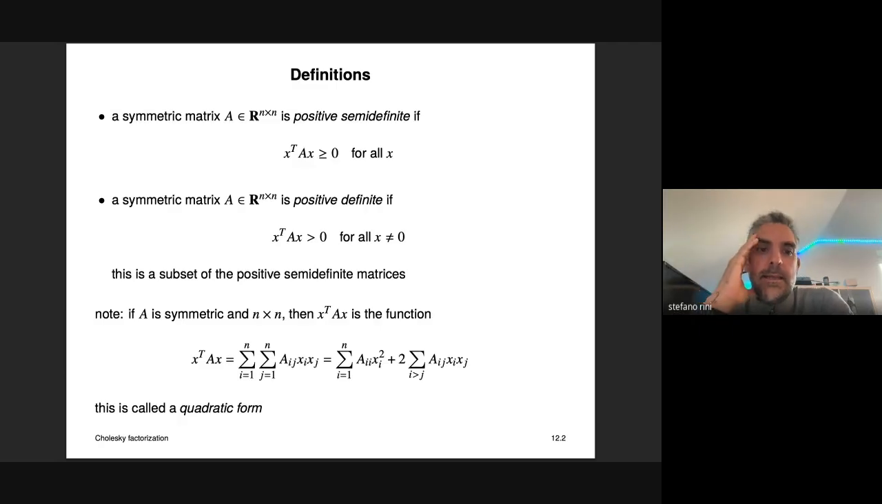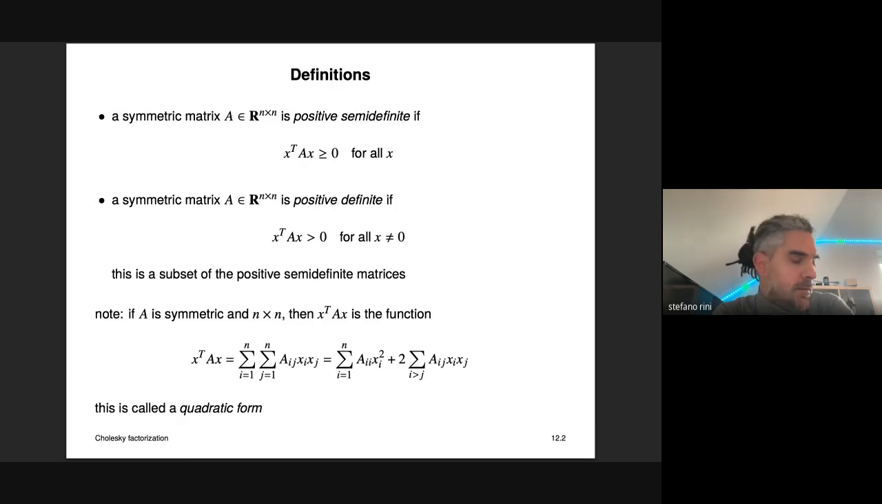Then a symmetric matrix A is positive semi-definite if X transpose A times X is greater than or equal to 0. Positive semi-definite means that it's possible that X transpose A times X is equal to 0. If it's only positive, we call it positive definite, then X transpose A X is greater than 0. The set of matrices A for which this holds is called the set of positive semi-definite matrices or positive definite matrices.